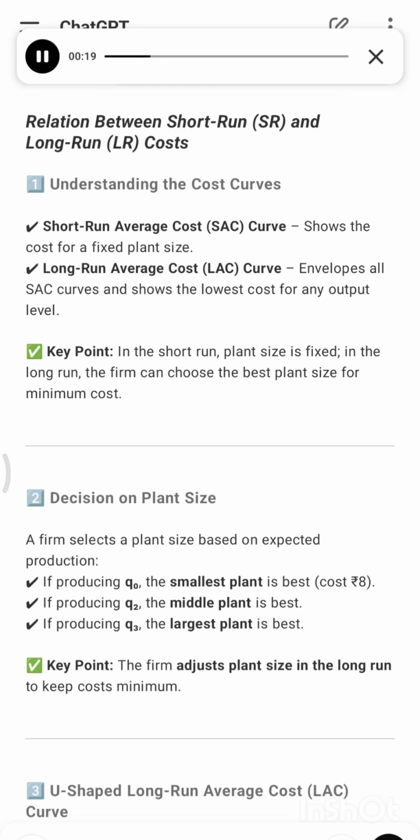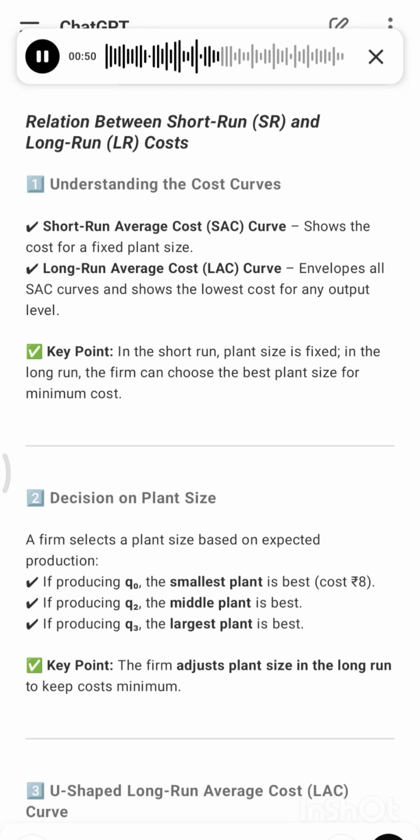Key point: in the short run, plant size is fixed. In the long run, the firm can choose the best plant size for minimum cost. Decision on plant size: a firm selects a plant size based on expected production. If producing Q0, the smallest plant is best, cost 8. If producing Q2, the middle plant is best. If producing Q3, the largest plant is best. Key point: the firm adjusts plant size in the long run to keep costs minimum.